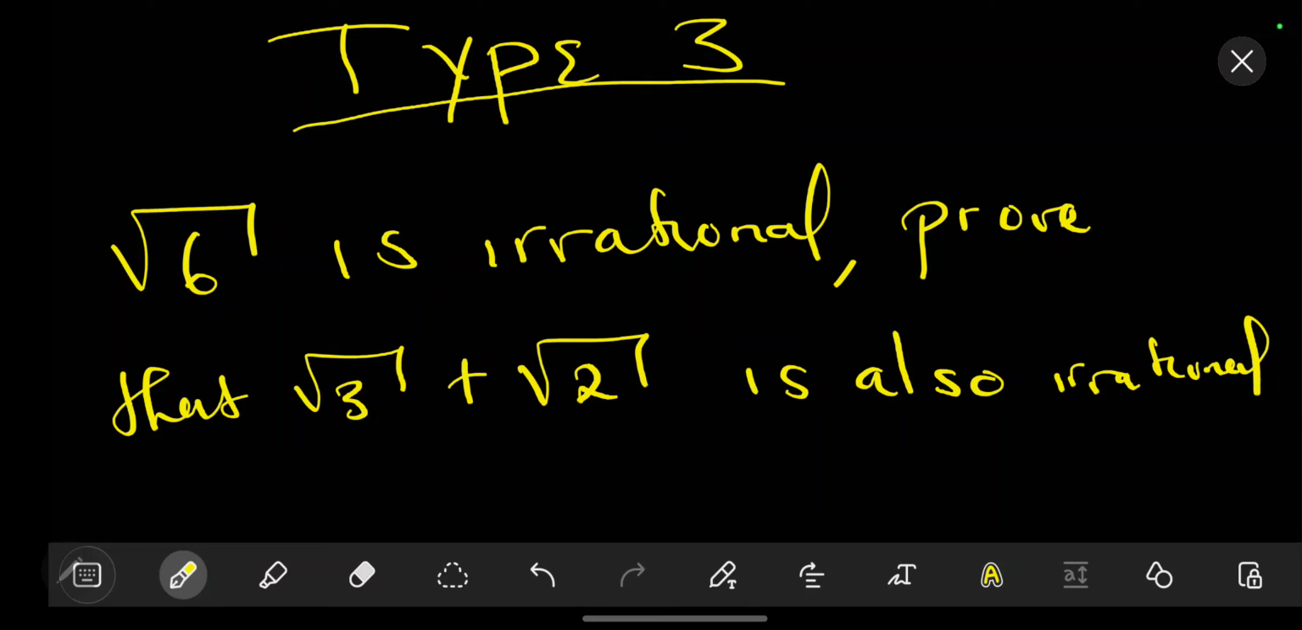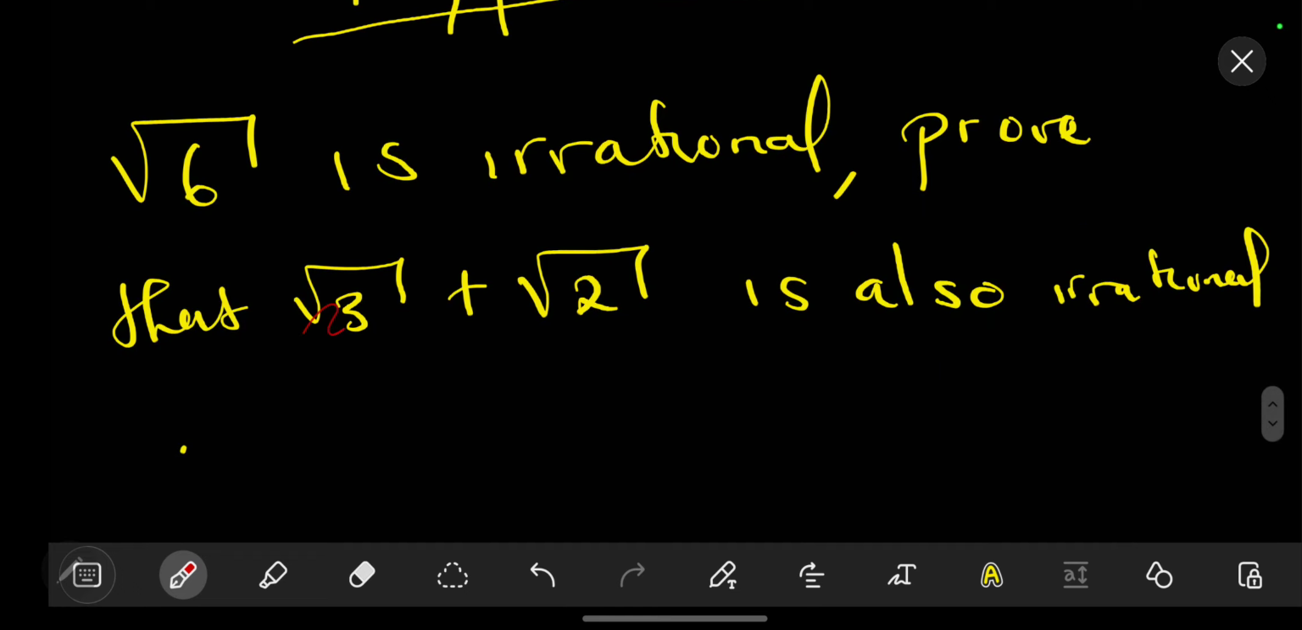So let's say we are looking at type 3 of showing that a number is an irrational number. Let's say we have that the square root of 6 is irrational. Prove that the square root of 3 plus the square root of 2 is also irrational. So how do you go about this? The first thing is for you to assume that this number is a rational number.